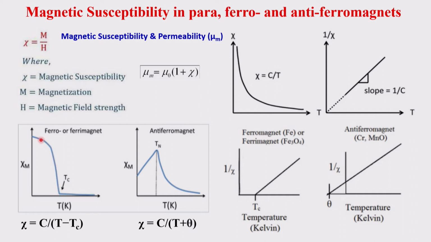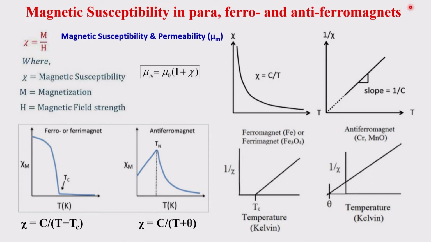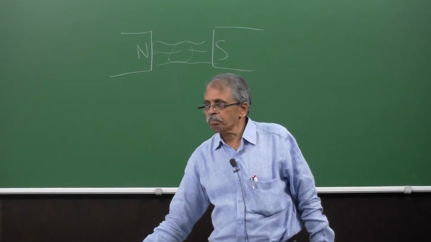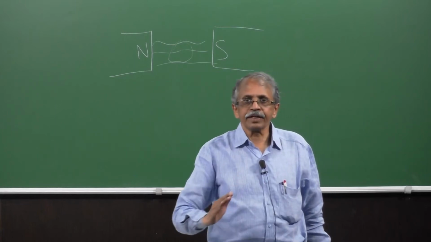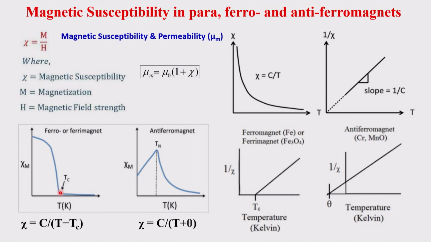Please look at the slide. Up to here there is no considerable change in the susceptibility, but at this point there is a sudden hike, and then it gets saturated. This temperature, at which there is a strong deviation from the usual value of chi, is called the Curie temperature. So chi is C by T minus Tc, and the chi depends on that Tc.